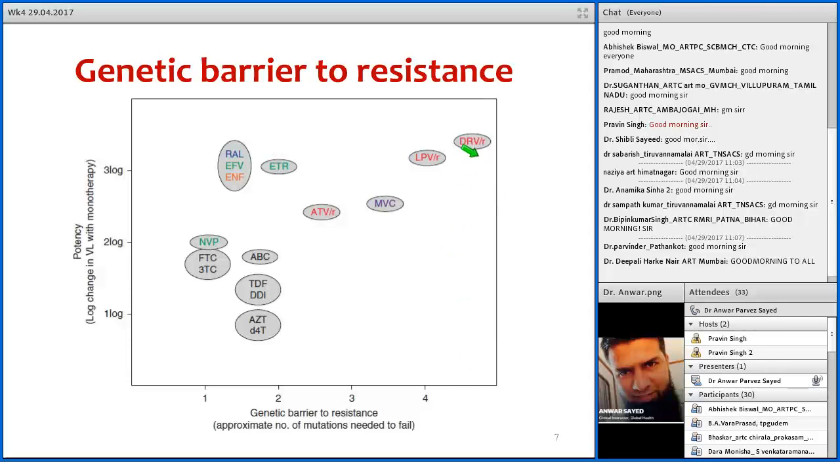You can add one more drug to it, that is Dolutegravir, which is an integrase inhibitor, which also has a very high genetic barrier. We'll talk about that in subsequent slides.